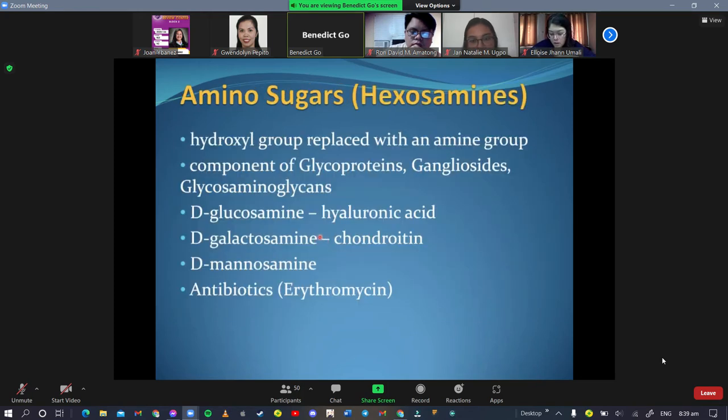Okay, so the last batch of derived monosaccharides or derived carbohydrates is the amino sugars, also called hexosamines. This time the hydroxyl group is replaced with an amine group. They're found in components of glycoproteins, gangliosides, and glycosaminoglycans. Examples of amino sugars are D-glucosamine found in hyaluronic acid, D-galactosamine found in chondroitin, D-mannosamine, and also in certain antibiotics such as erythromycin.